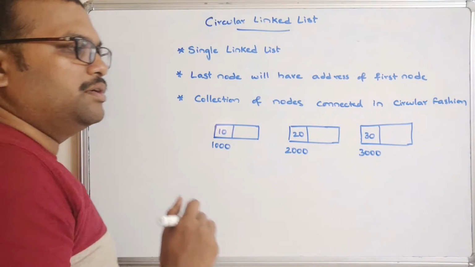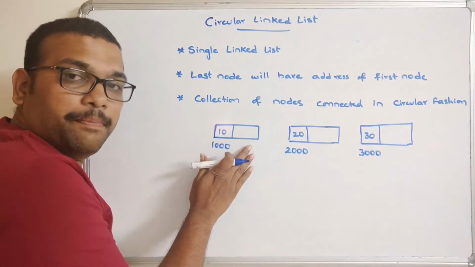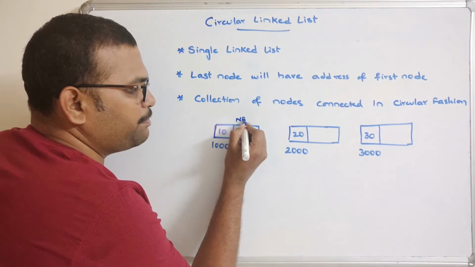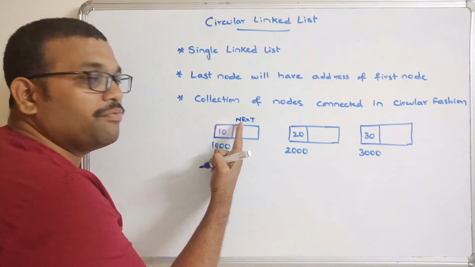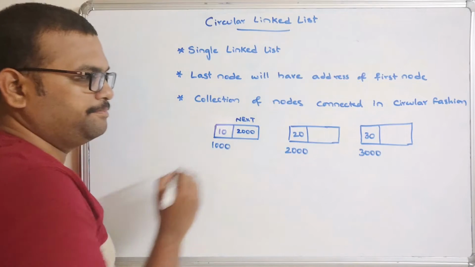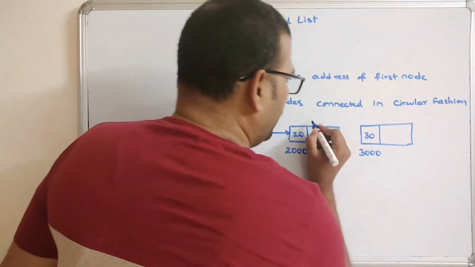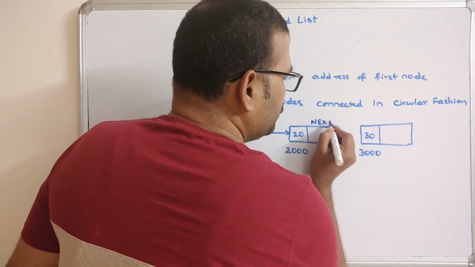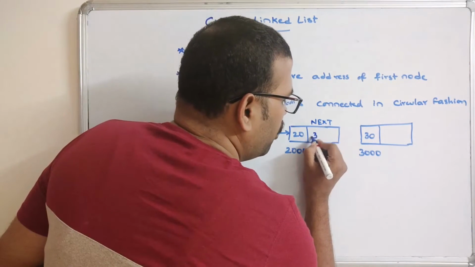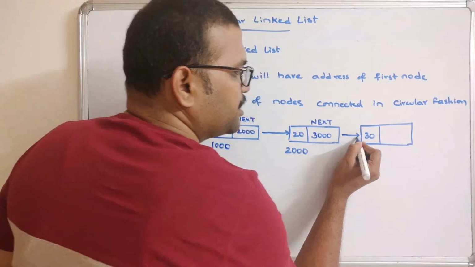Now see, the address of the next node will be stored in the present node. So this part is the next part, which holds the address of the next node. Here the address of the next node is 2000, so 2000 will be stored here. So there will be a connection. Now in the node 20, the next will have the address of the next node, that means it will hold 3000, and the connection will be established.